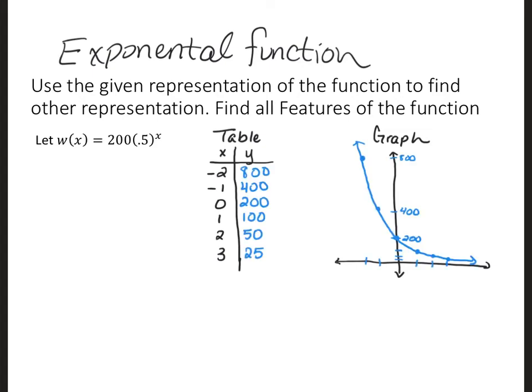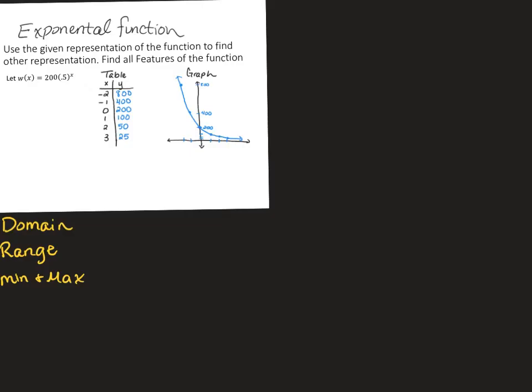Make sure when you're setting up your graph, you're using appropriate scale. So every time I went 800, I went halfway down to 400, halfway down to 200, halfway down to 100, halfway down to 50, and so forth. This is what is called a decreasing exponential function because it's decreasing by a half each time. See if you can pause the video and find the domain, range, min, and max.